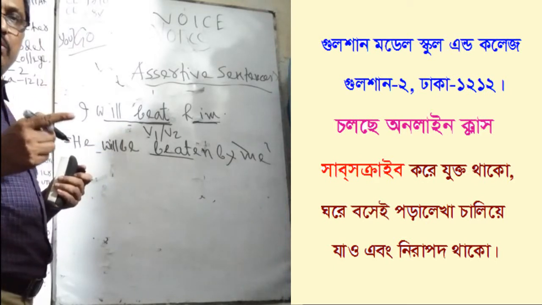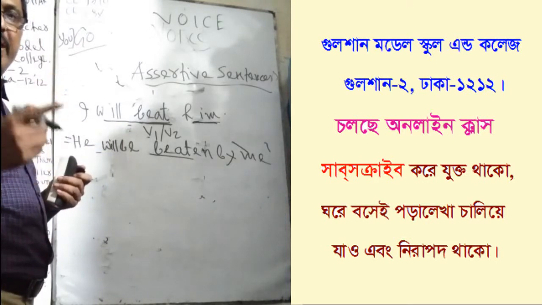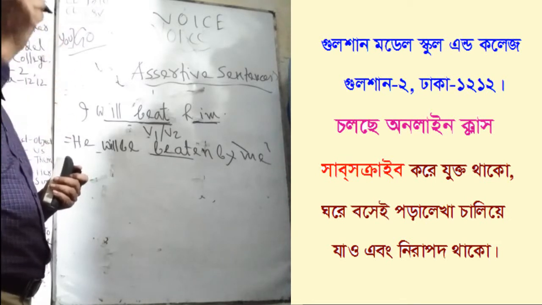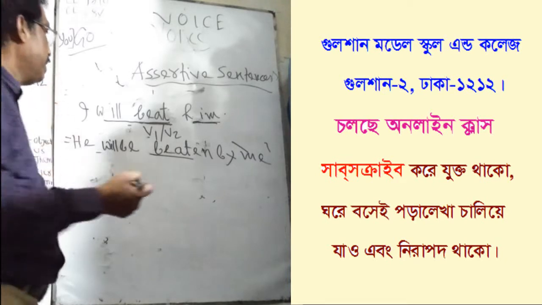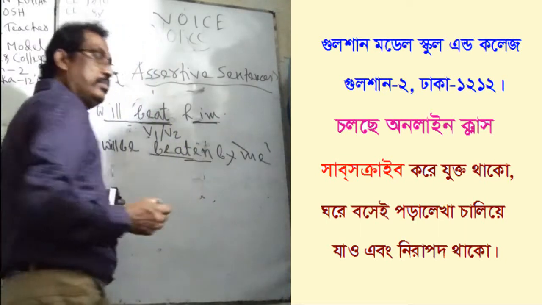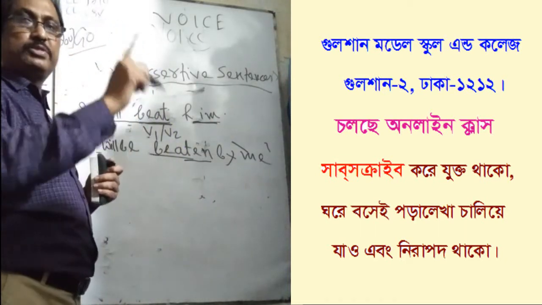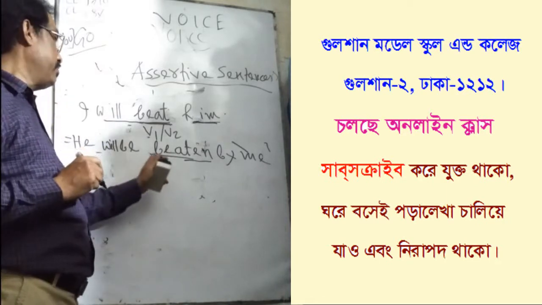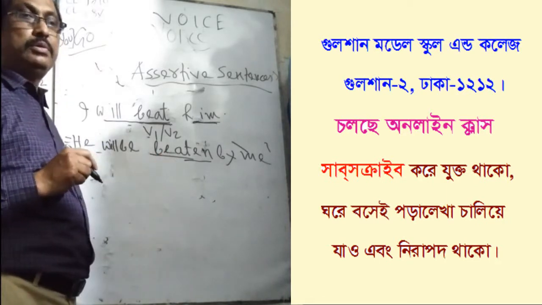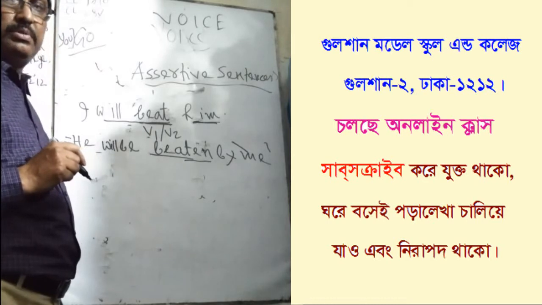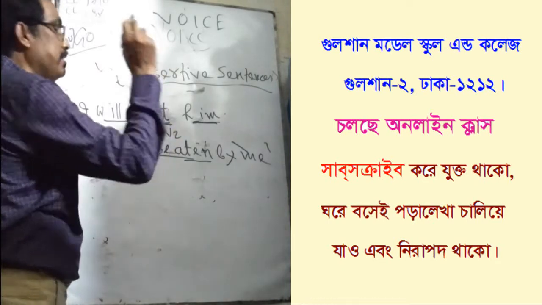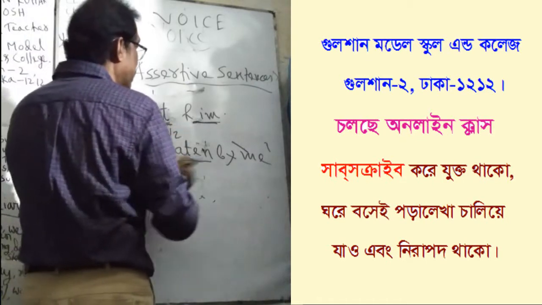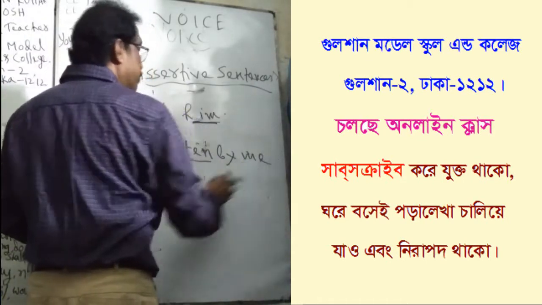Will, shall, can, may, might, need, dare, ought to, used to. Will be changed to might be, may be, will be, shall be. But your main verb will always be in past participle form. He will be beaten by me. It's a passive voice.